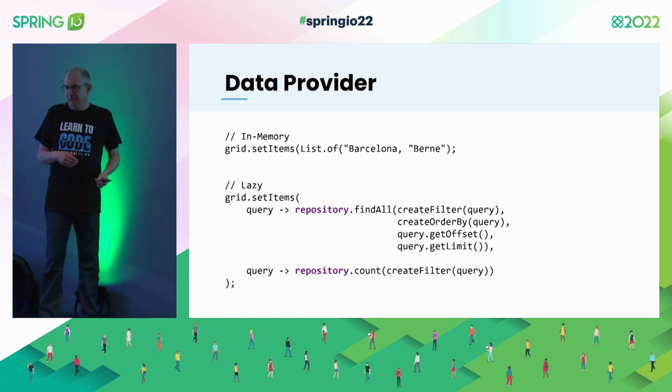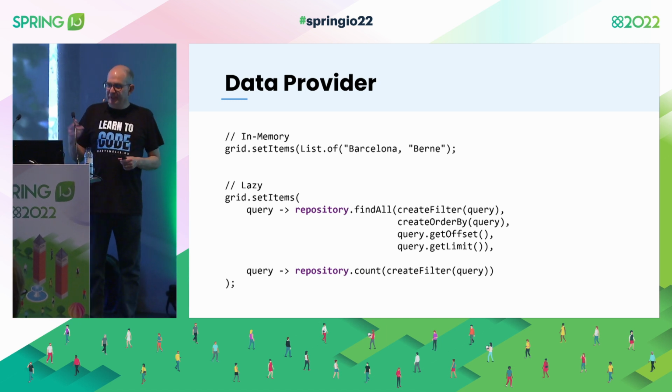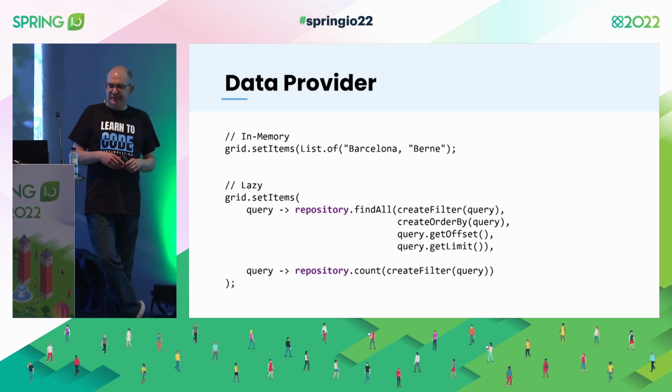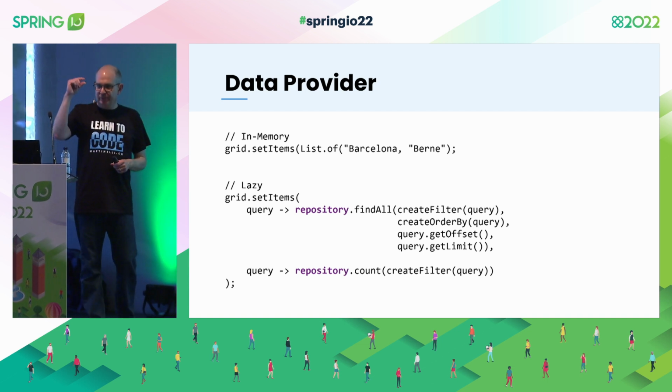Why do we count the data? If you have a grid and you have a scroll bar, and the grid knows how many elements are in the grid, then the scroll bar will stay at the same size, and it indicates how many you have.